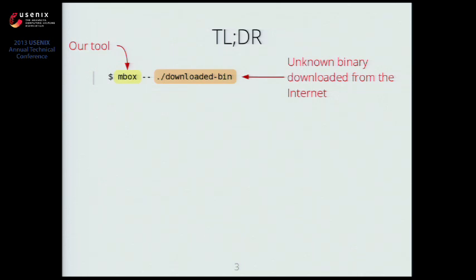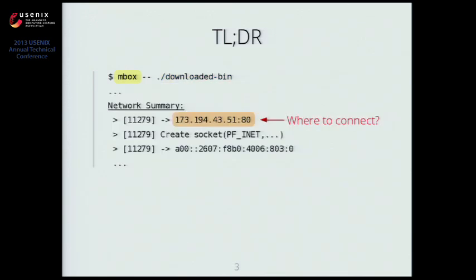Long story short, how does our sandboxing mechanism work? For example, when you download a binary from the internet, in order to sandbox that application, you need to run the binary with our tool, Mbox. During the execution, we intercept network accesses of the sandboxed application, and at the end we summarize network activity, such as where it connects and how many sockets it creates, so that the user can have some sense of how the sandboxed application behaves.